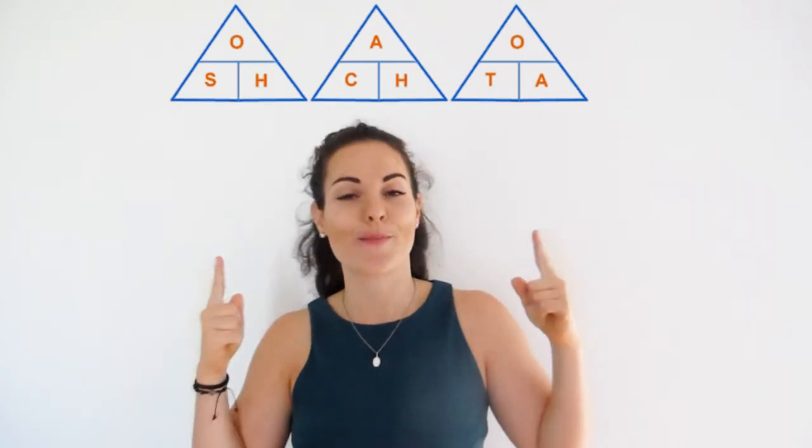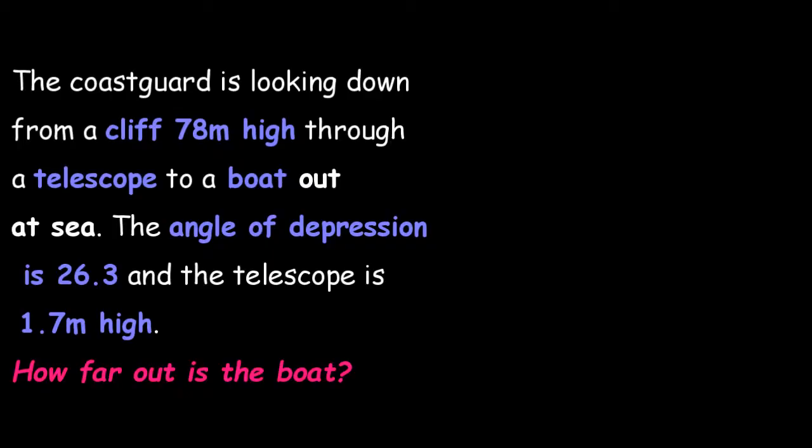These are super important. Now let's read our first example. The Coast Guard is looking down from a cliff 78 meters high through a telescope to a boat out at sea. The angle of depression is 26.3 degrees and the telescope is 1.7 meters high. How far out is the boat?